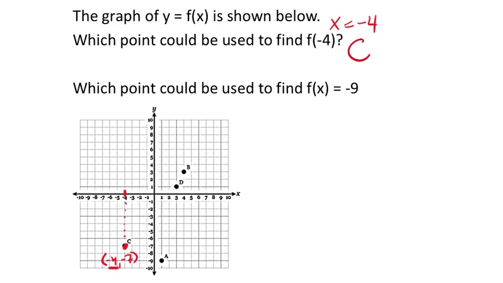So the next question: which point could be used to find f of x equals -9? This one's telling us that y equals -9. So again, y equals -9 means that I've got to use the y number line, and I'm going to follow this down until I find -9. Boom, I found it right there, right? So here's -9. And it's almost pointing to the point that's on that line right there. That's point A. Now the ordered pair for point A is (1, -9), which I'm just showing again to demonstrate that the y value actually is -9 for that ordered pair. So which point is that? It is point A.